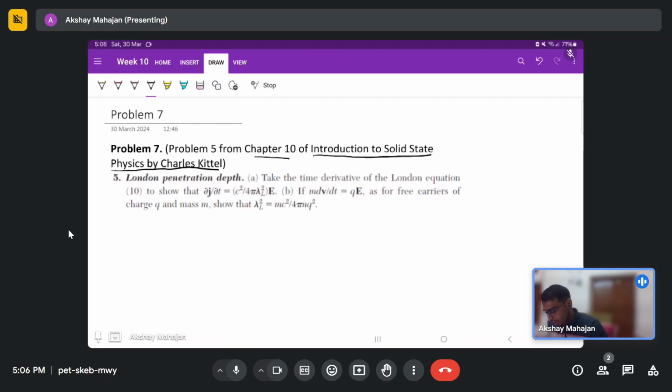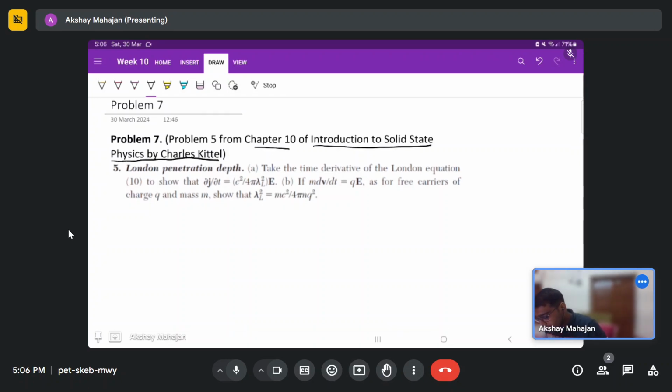Our first problem is regarding the London penetration depth, the London equation that you might have seen in your lectures regarding superconductivity. In the first part, we have to take the time derivative of the London equation to show that del J vector by del t, where J is our current density, equals c square upon 4 pi lambda L square times E vector, where E vector is your electric field and lambda L is your penetration depth.